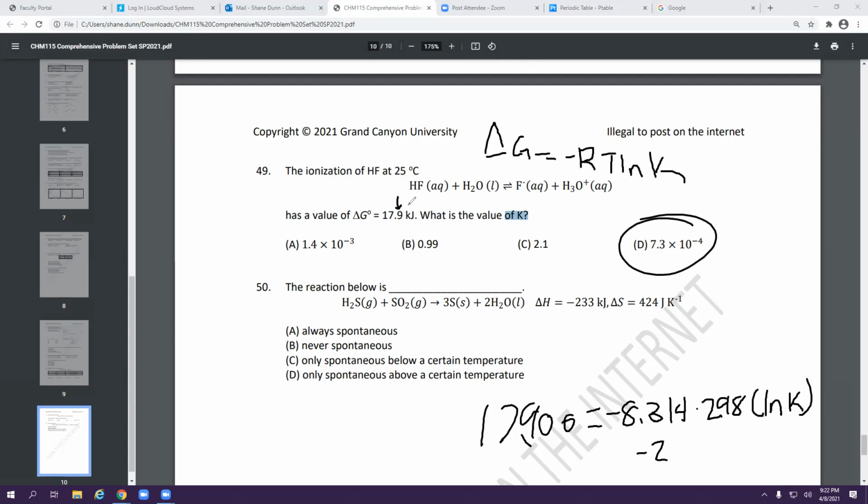And then e to the negative 7.22 is going to be that.